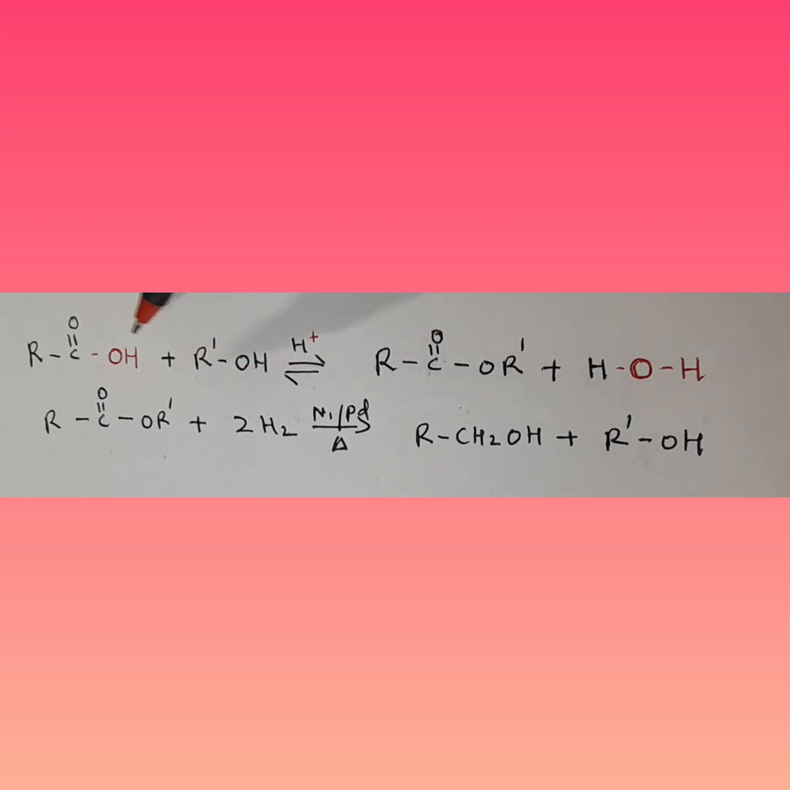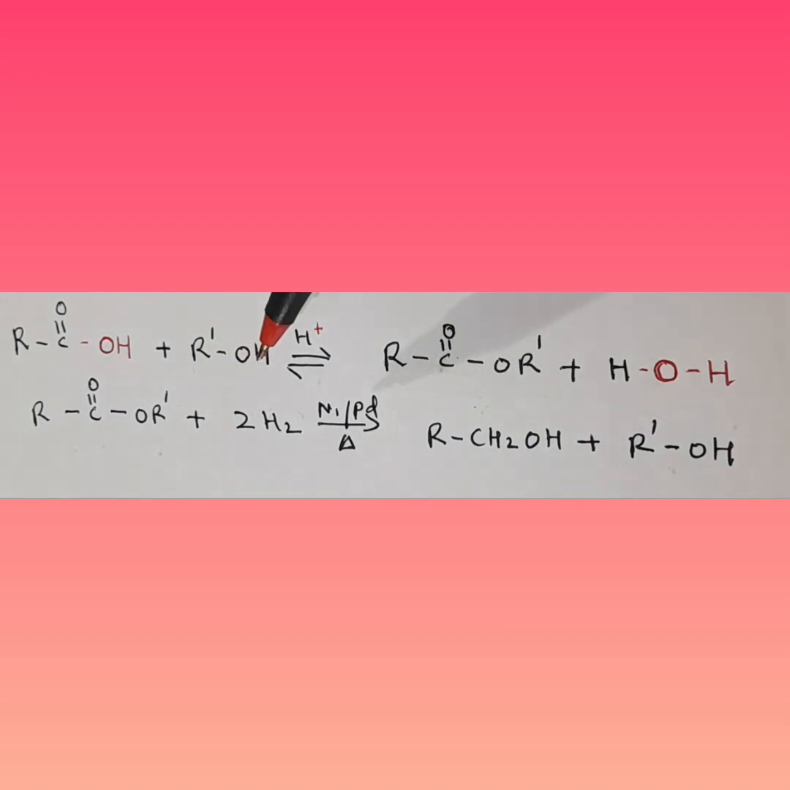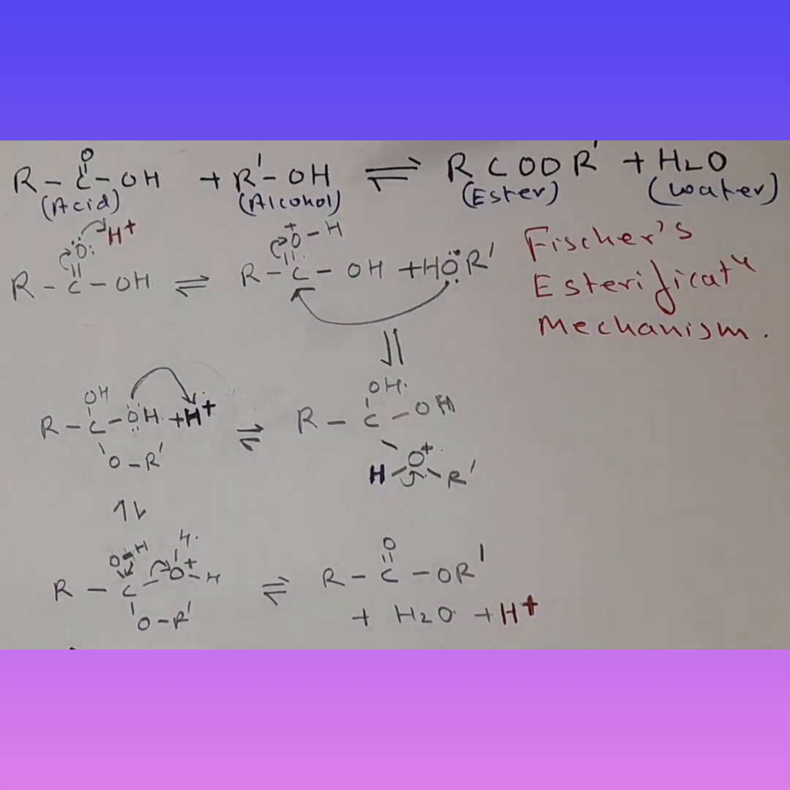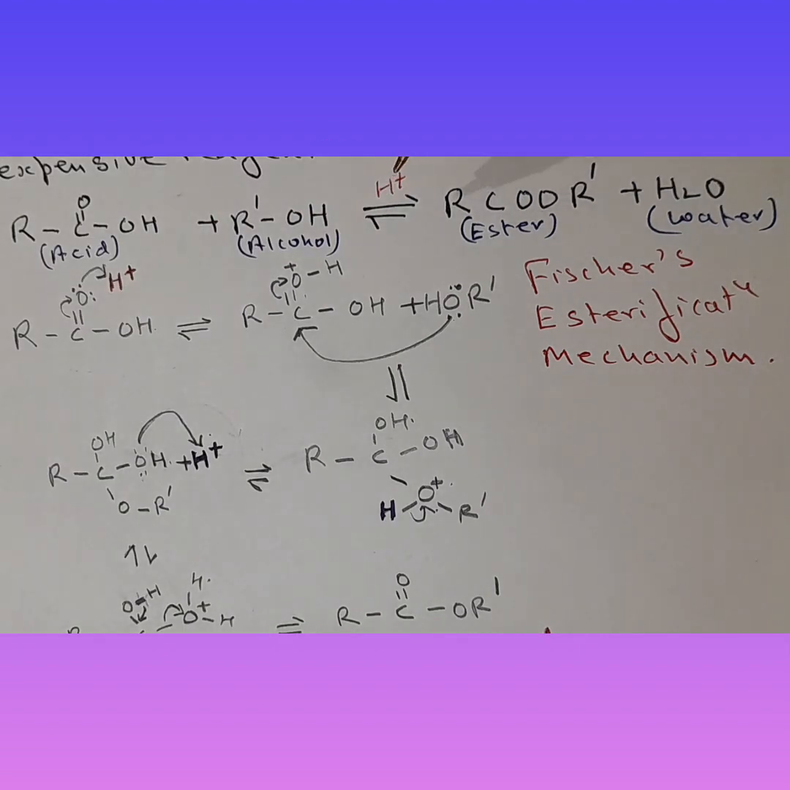Alright, but this isn't true. This would be proved by Fischer's mechanism for esterification. Alright, so let's get into it. In case of Fischer's esterification mechanism, what we do is we take carboxylic acid and treat it with alcohol, R prime OH, obviously in presence of acid. Alright, and what we end up with is ester and water. Now let's understand the mechanism.